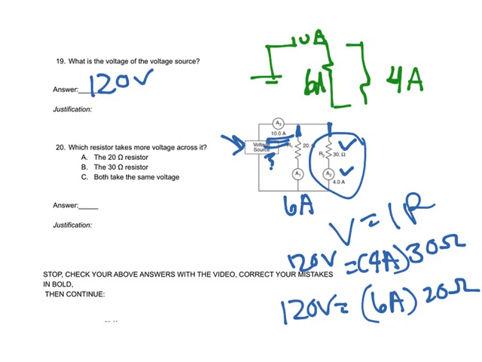So the voltage source must be 120 volts. And then you would also want to say that for parallel resistors, the voltage across them is the same for each and equal to the total voltage. As far as which resistor takes more voltage across it, it's the same. They're both 120 volts. So again, stop, make sure you check over your answers, and then continue.